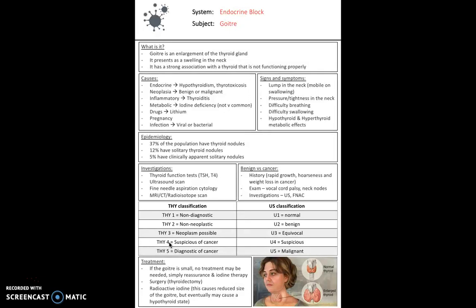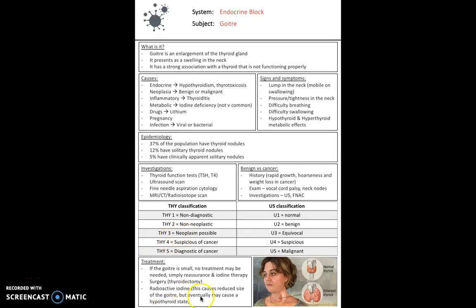In terms of goiter, so this is an enlargement of the thyroid gland, and this is actually often seen in Graves' disease as well. So goiter presents usually as a swelling in the neck. It may be bilateral or unilateral, and it's got a strong association with a thyroid that isn't functioning correctly.